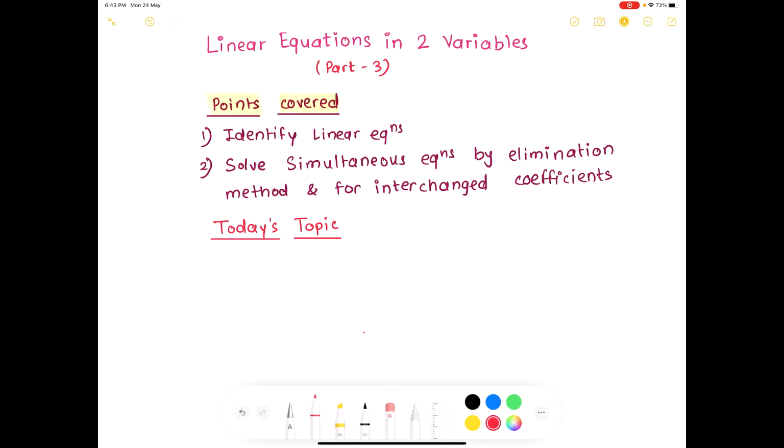Then the second point we have covered is to solve the simultaneous equations by the elimination method, means by eliminating any one variable we can solve the simultaneous equations, and we have also seen how to solve the simultaneous equations for interchange coefficients. We have also gone through some problems in practice set 1.1. Remaining all examples are solved and given in my handwritten notes. I will show you that first.